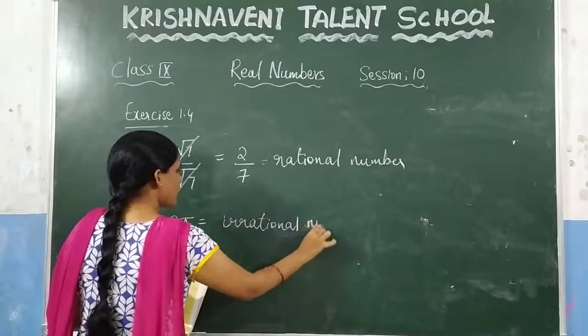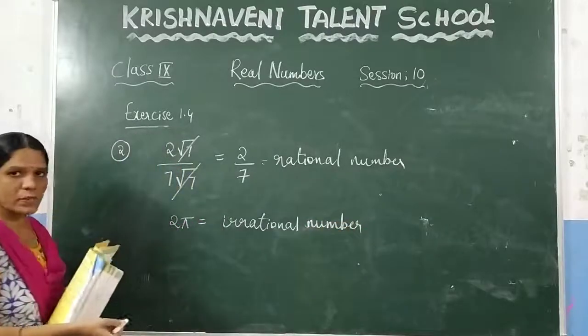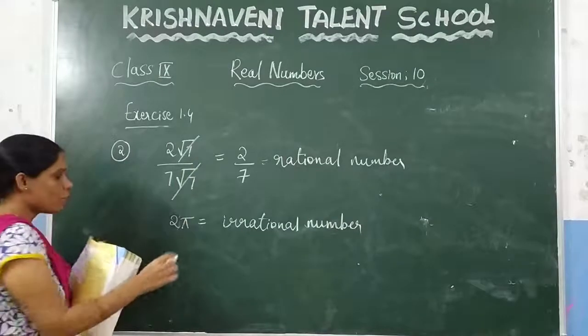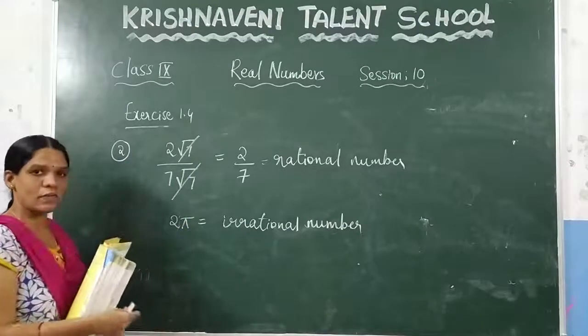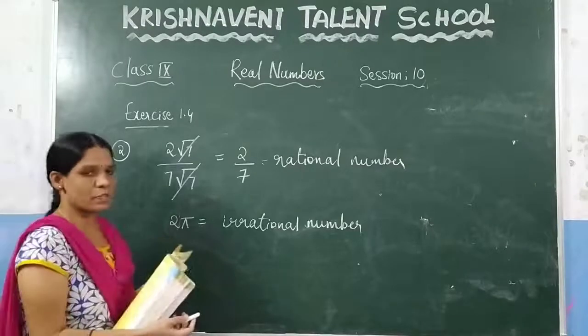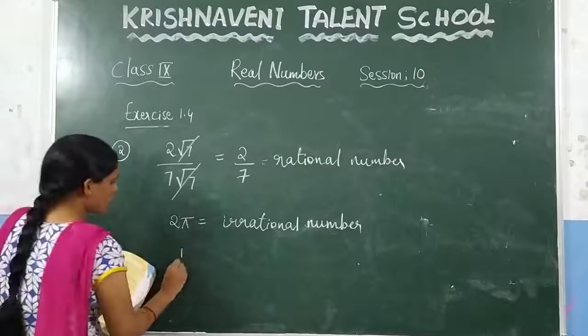Because you know that if one is rational and the other is irrational, the result will always be an irrational number. And this 2 is a rational number. Root 2 is an irrational number. Whether we multiply, divide, subtract or add, the result will always be an irrational number. Now, see the next question, 1 by root 3.